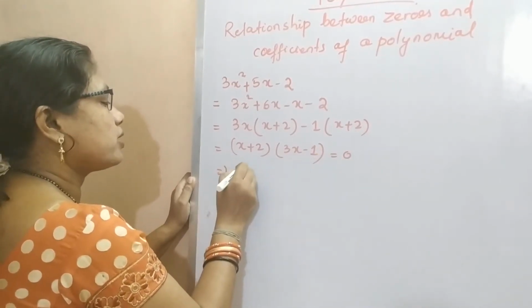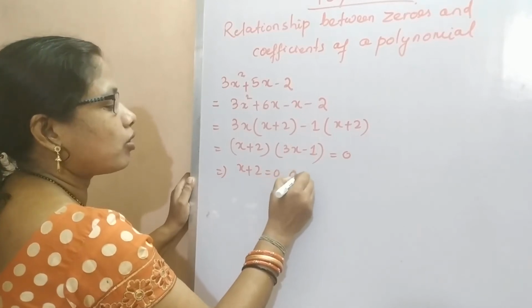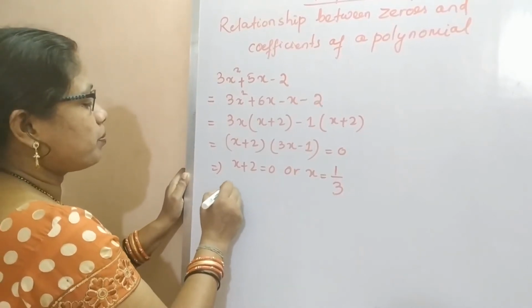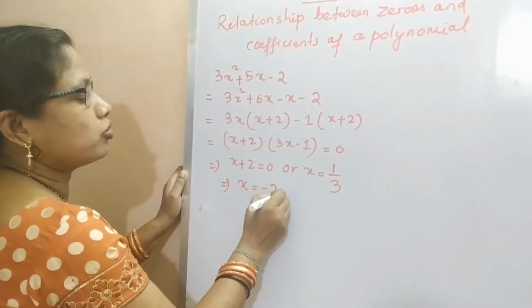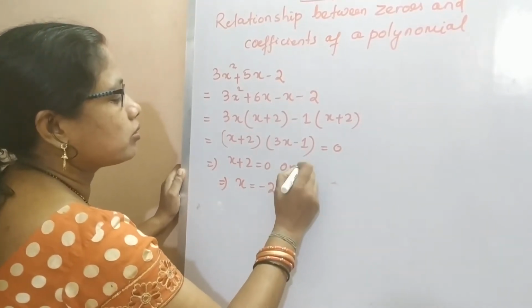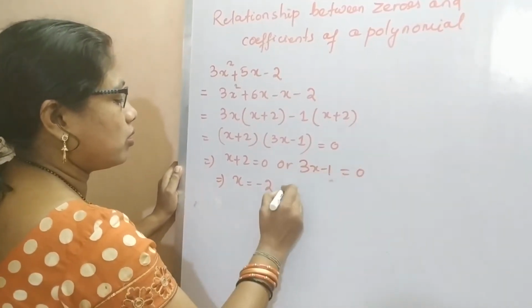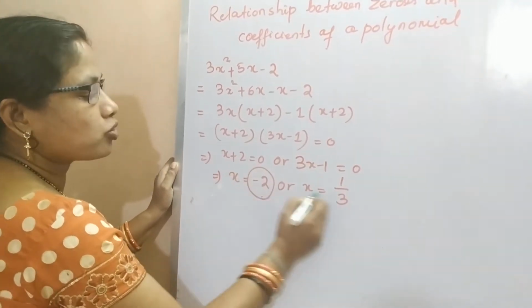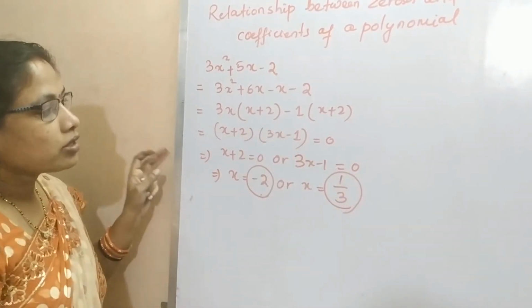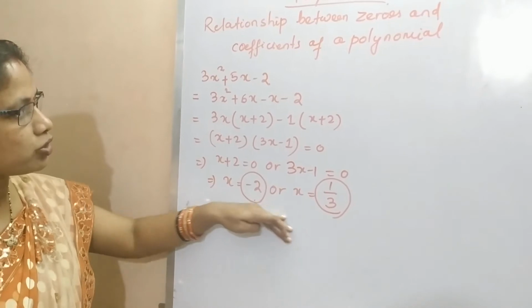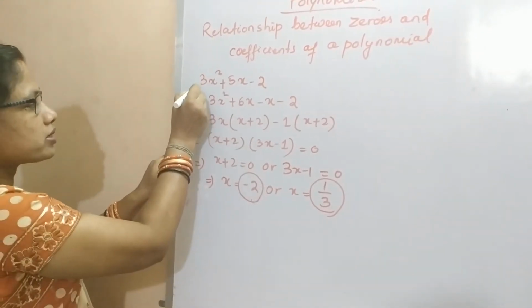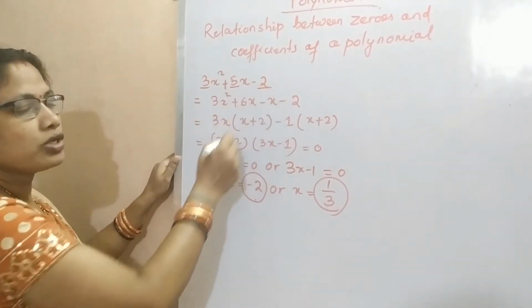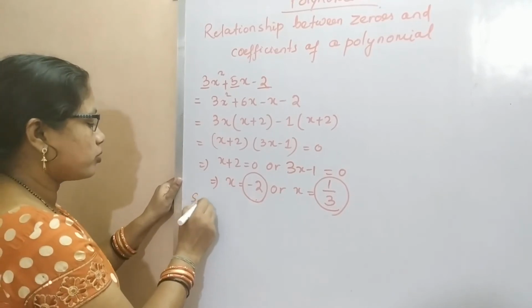So this implies x plus 2 is equal to 0, so x is equal to minus 2, or 3x minus 1 is equal to 0, or x is equal to 1 by 3. So these are the two zeros, minus 2 and 1 by 3. So we have to find the relationship between these two zeros and the coefficients. So coefficients are here, 3 is the coefficient of x square, 5 is the coefficient of x, and minus 2 is the constant term. So what is sum of two zeros?